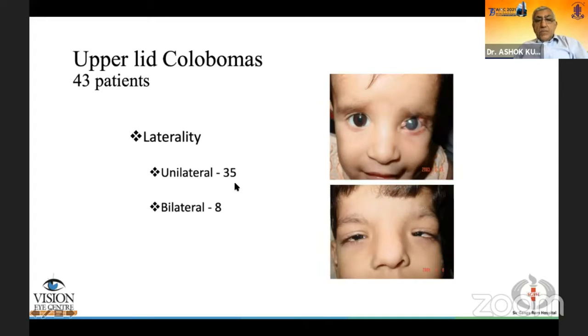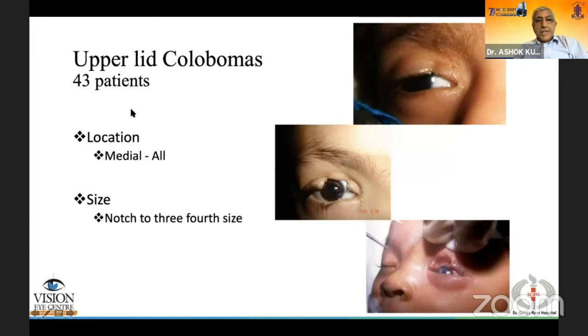The commonest presentation in the upper lid is as a unilateral involvement, and bilateral constitutes only about 15 to 20% of the cases. All of them are located medially, supromedially, and the size may vary from a small notch to huge size, almost involving 3/4 of the lid.